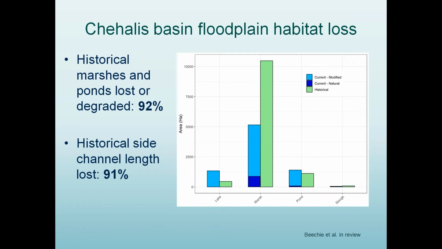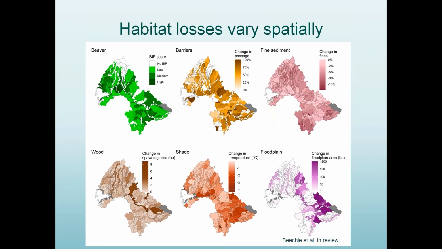So quite a bit of loss of floodplain habitat in this basin. And these losses vary spatially. So this is just a map of change, and I won't go through all of them, but let's just look at the floodplain one down in the lower right corner. And you can see these dark areas where we've lost a lot.